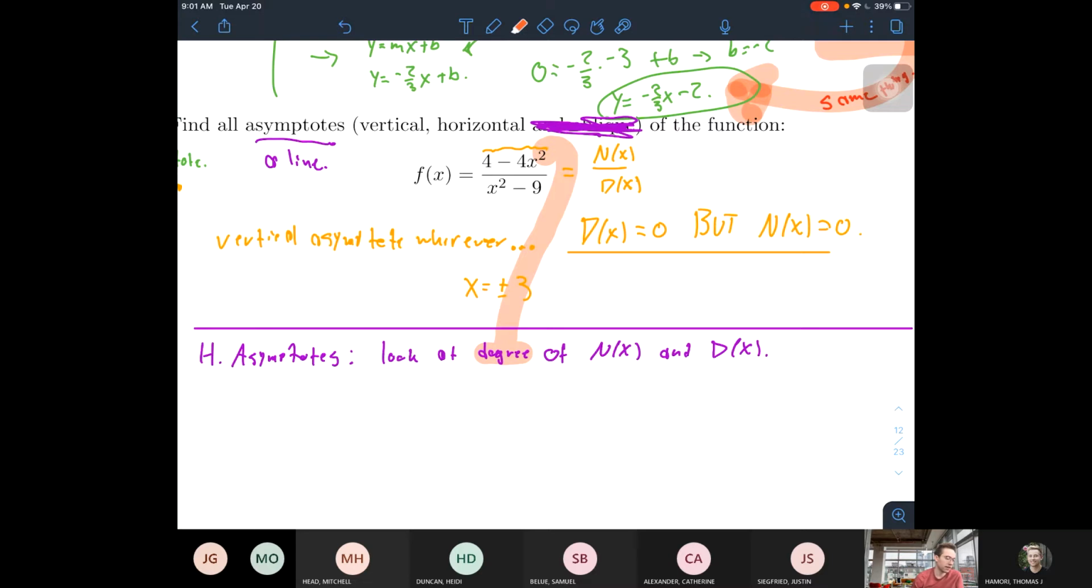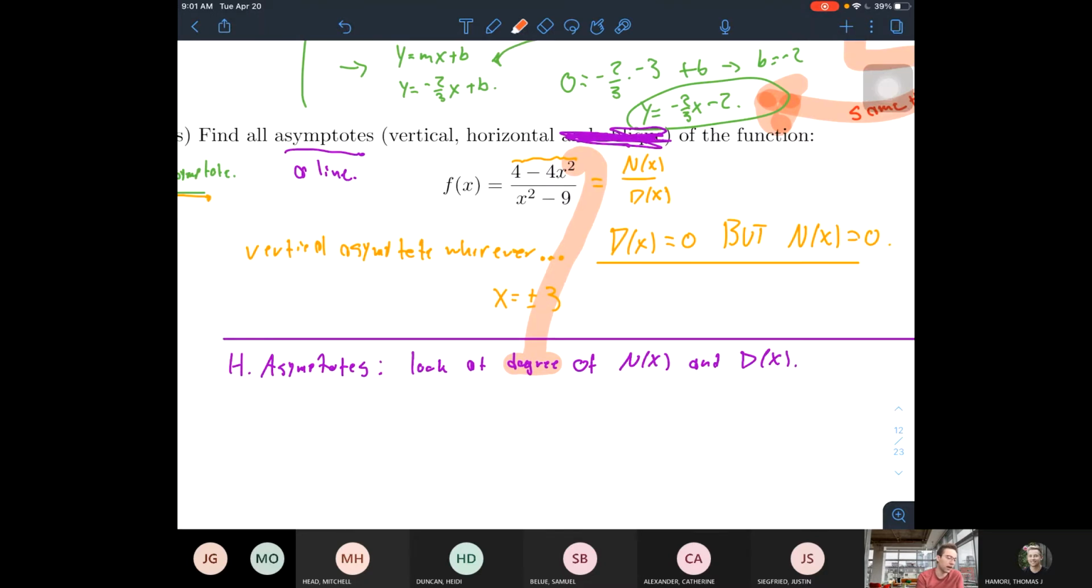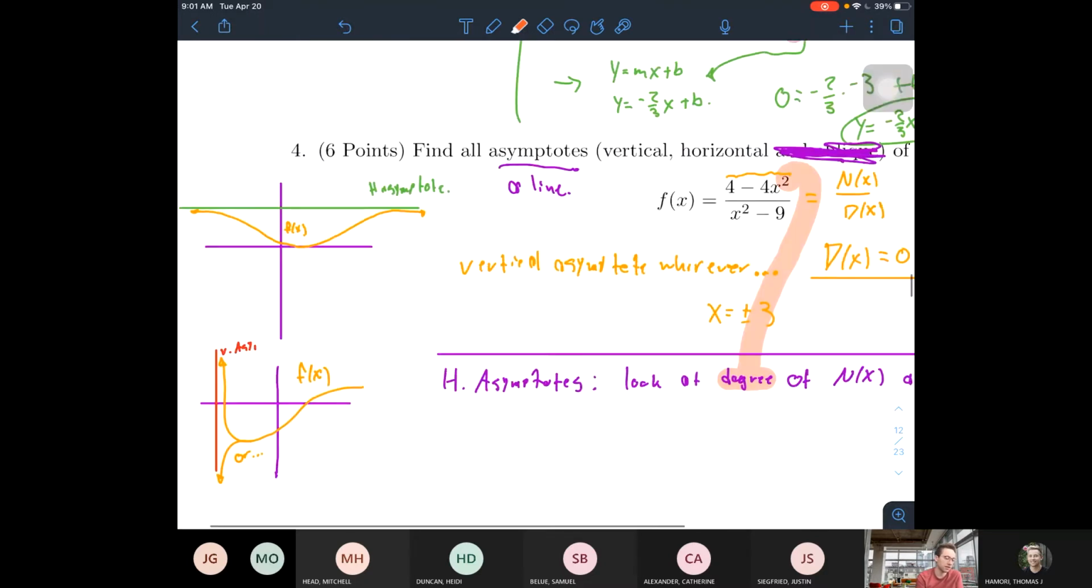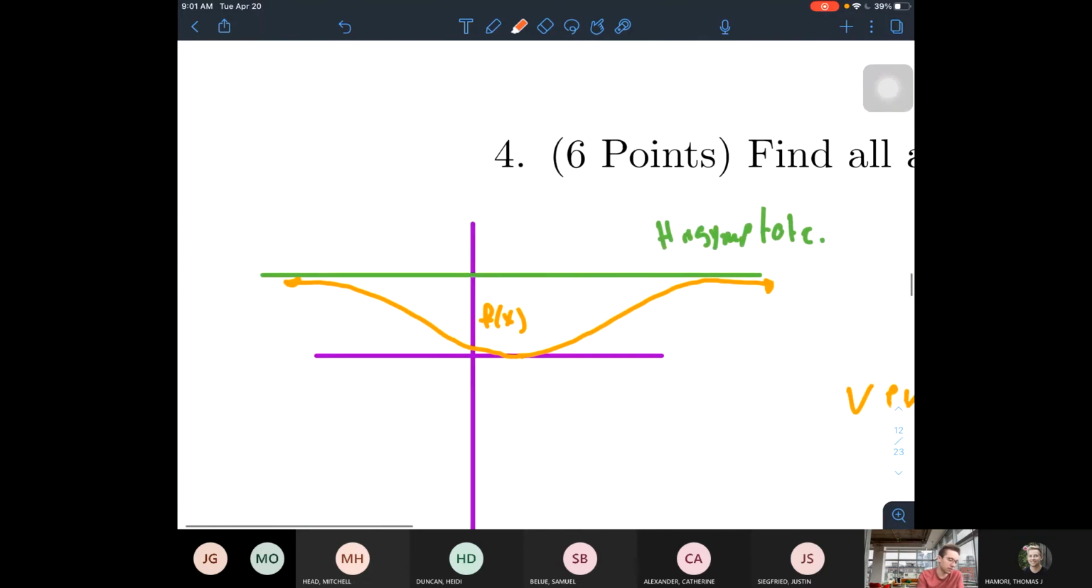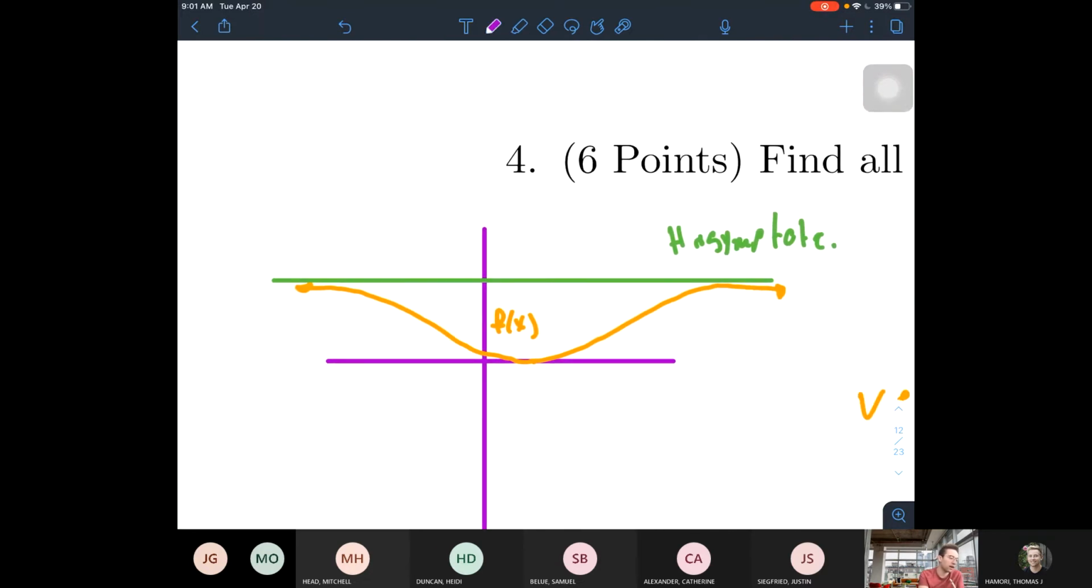Okay, so we've got to look at the degree of n of x and d of x, and then we're going to have different situations with our horizontal asymptotes depending on whether the numerator has higher degree, or the denominator has higher degree, or if they have the same degree. The reason we care about the degree of n of x and d of x is because when we have one of these horizontal asymptotes, what we're saying is that when x gets really, really big, then the function value is getting close to some number, or when x gets really big in a negative way.